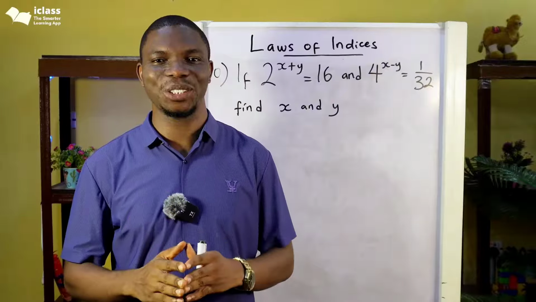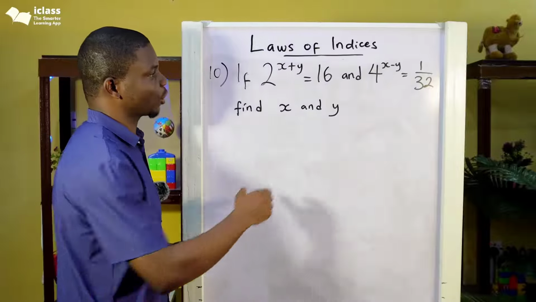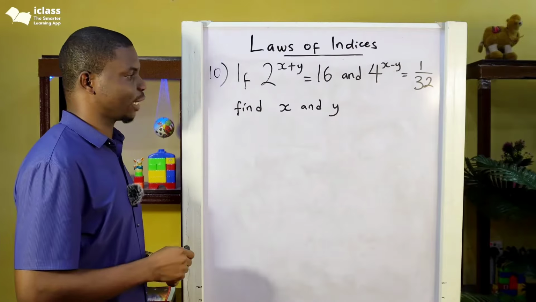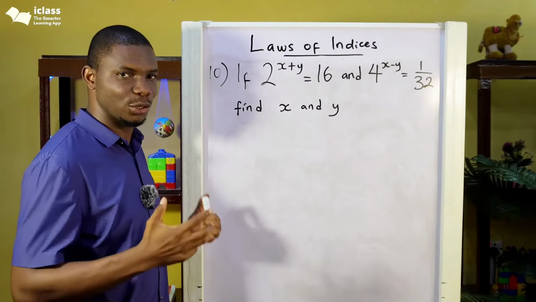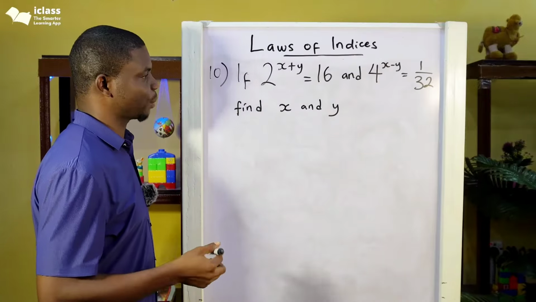And now to the last question in this video. If this is equal to 16 and this is equal to 1 over 32, find the value of x and y. You know how we do it? Pause this video, attempt this last question before watching my explanation.